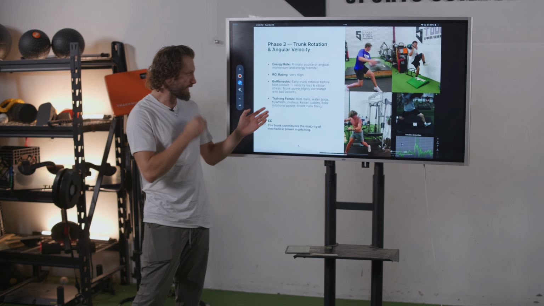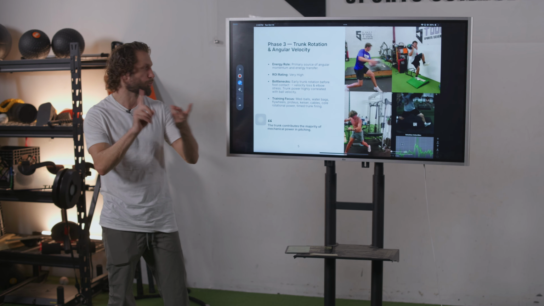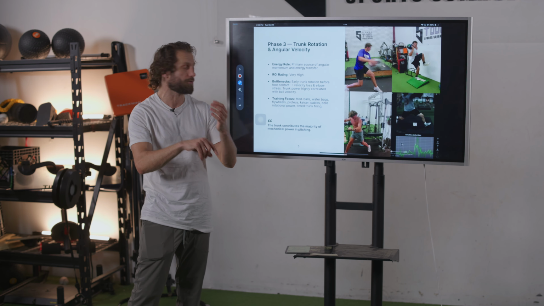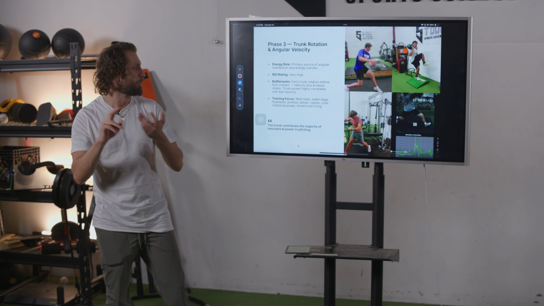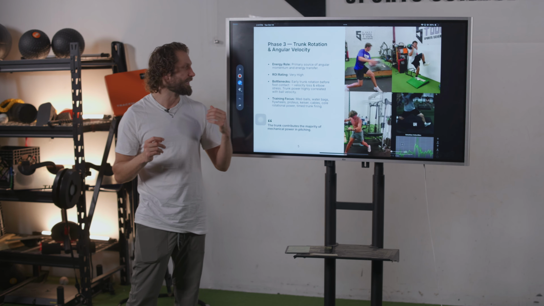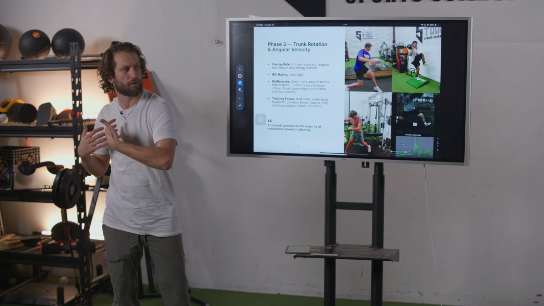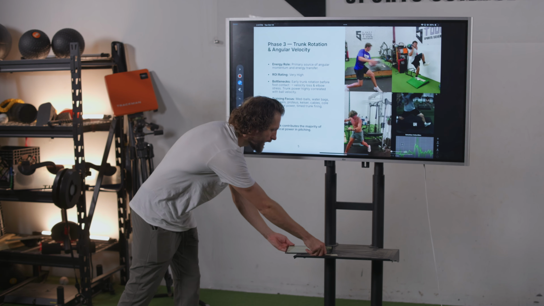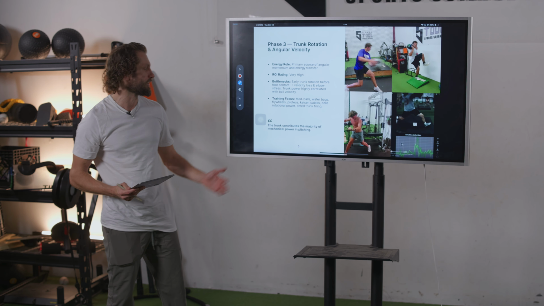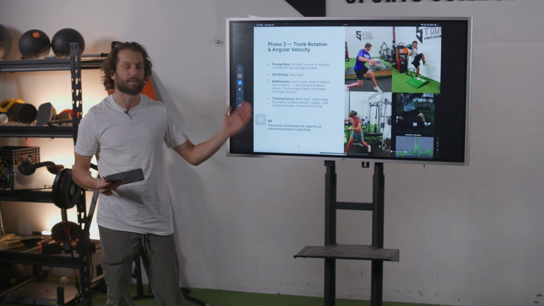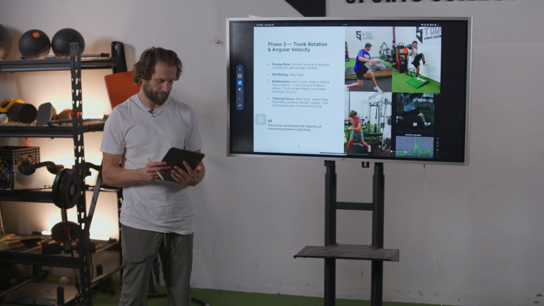Okay, so the training focus needs to be med balls, water bags, flywheels, Proteus if you've got it, Kaiser machines, cables, core rotational power, and then timing your trunk firing. So again, just that sequencing of landing closed at foot contact to be able to sequence that energy more efficiently. The trunk contributes the majority of mechanical power in pitching, okay?